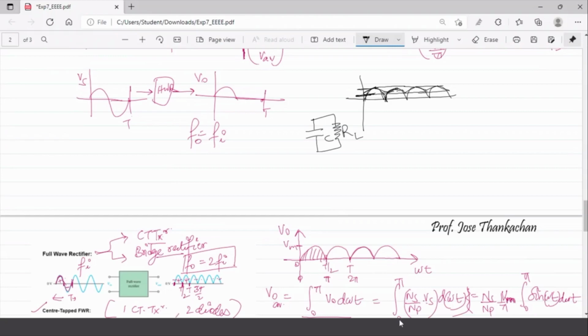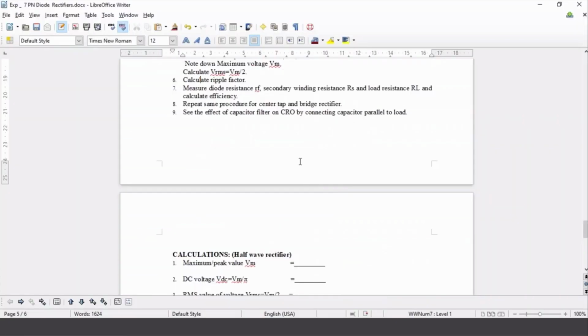So that is what is being mentioned here. Once we connect a capacitor filter, we can see the effect on the output voltage by connecting the output voltage to the CRO.